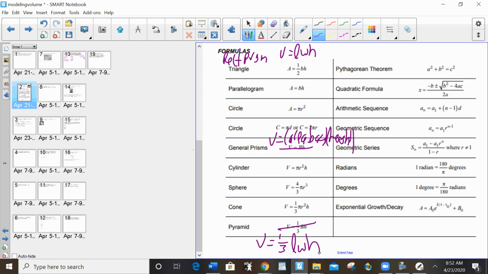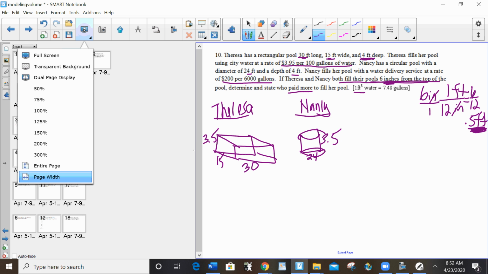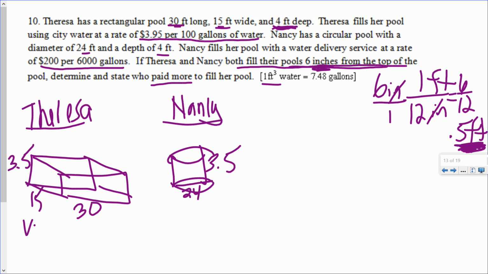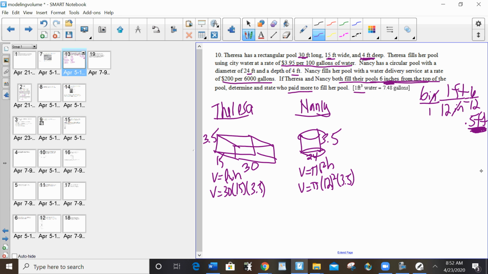So my rectangular prism is length times width times height. And then my cylinder is pi r squared height. So V equals length times width times height. V equals pi r squared times the height. 30 times 15 times 3.5. Pi 12 squared 3.5. I go to my calculator.